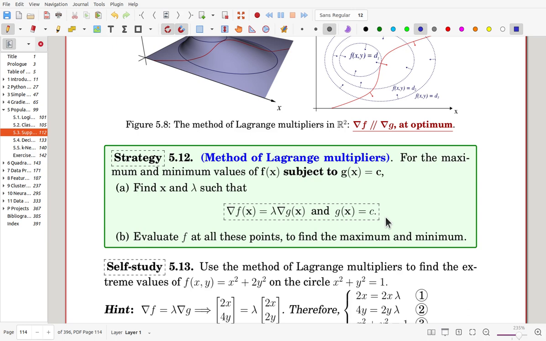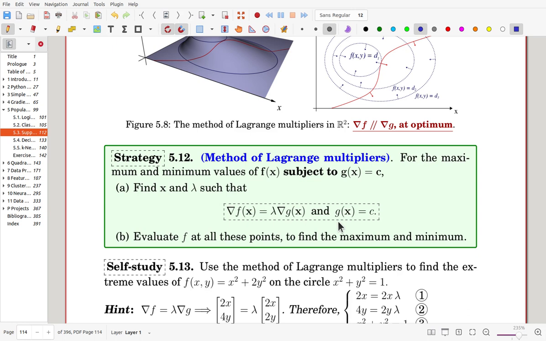Now, we start with a two-dimensional problem. In this case, there are three variables to decide: x has two components, and lambda. So there are three variables. Now we have three equations. The gradient condition makes two equations, and the third is the constraint equation. So eventually, this system has three variables and three equations.